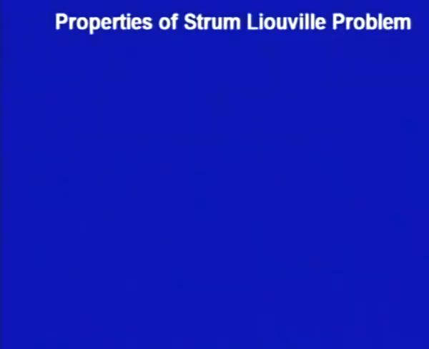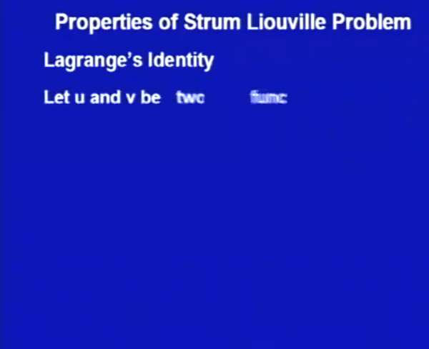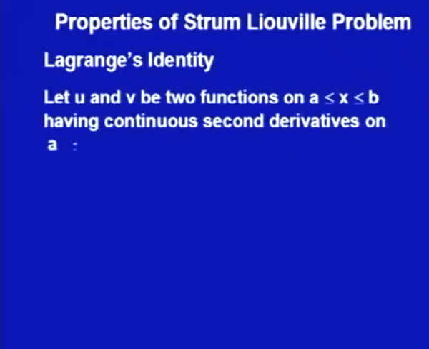Then an important property of the Sturm Liouville problem is known as Lagrange's identity. Let us first find out how we are obtaining it and what it is. Let u and v be two functions on interval [a, b] having continuous second derivatives on the whole interval. Then we can write this integral of Lu into v integrated over x for the whole interval [a, b].